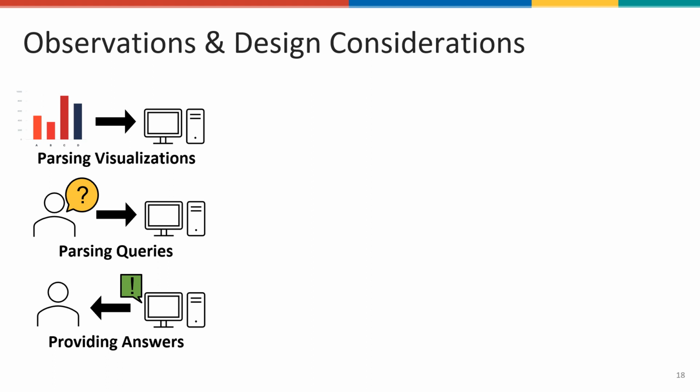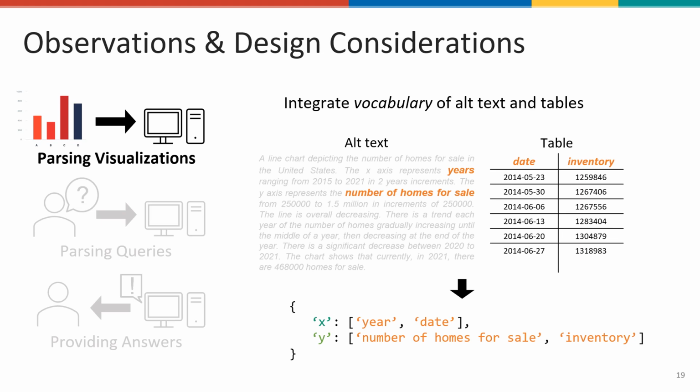We organized the discussion into 3 sections, corresponding to different parts of the system: parsing visualizations, parsing queries, and providing answers. Participants reused phrases from the alt text and data table to frame their queries. Correspondingly, QA systems should be able to understand users' utterances that are directly borrowed from or refer to the alt text.